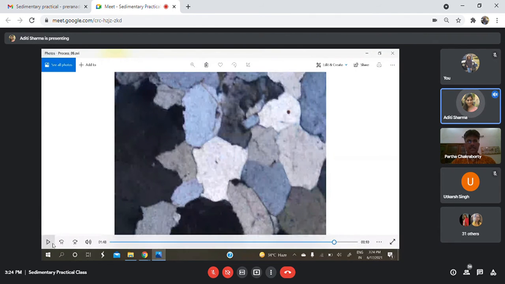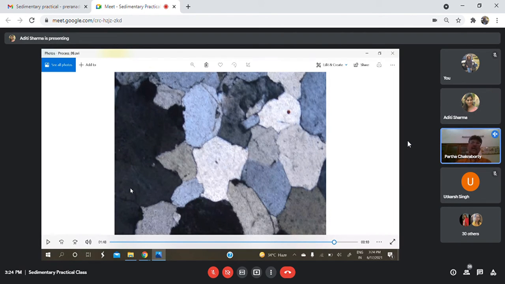So one student was asking how to differentiate between the pseudo matrix and the chert fragment or another rock fragment. Is it clear now? Like in this slide, there were many rock fragments with a proper grain boundary, and there was no signature of alteration or decomposition.